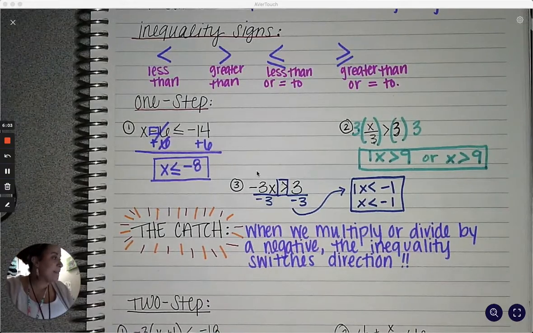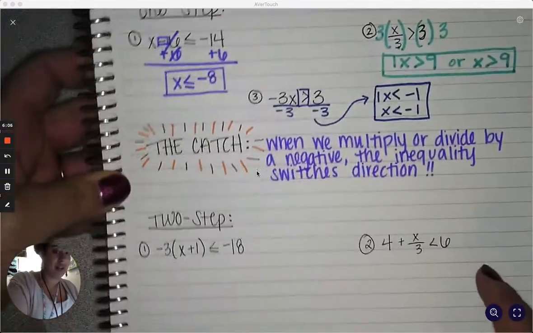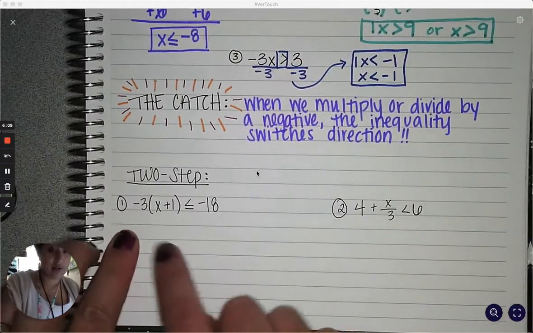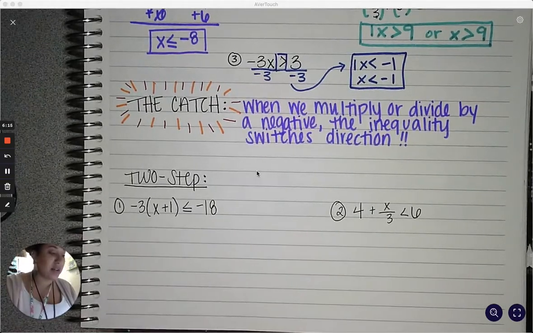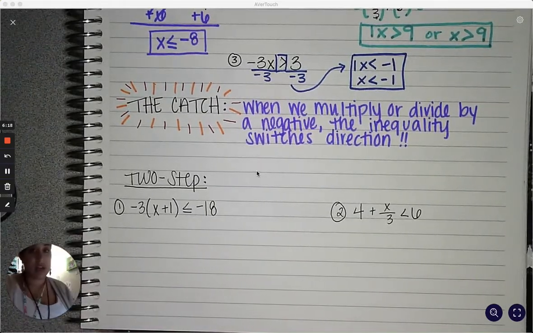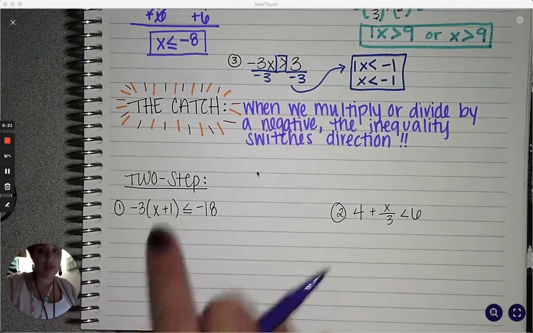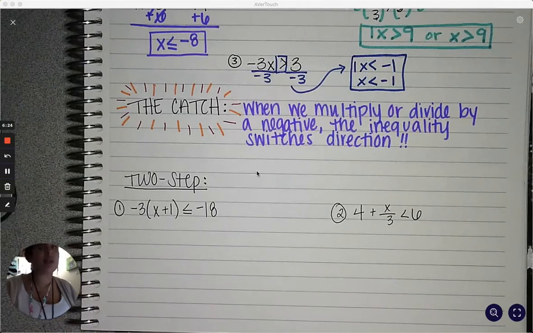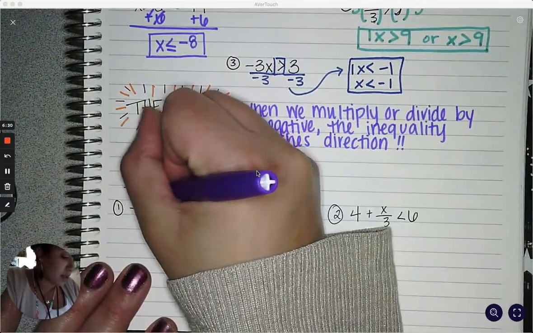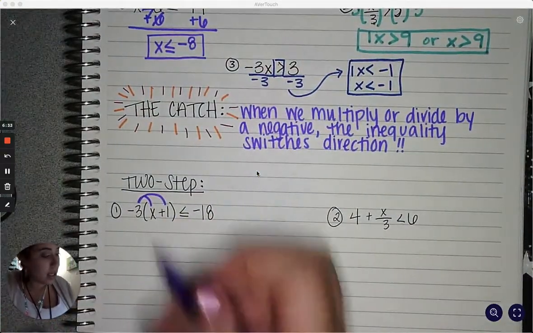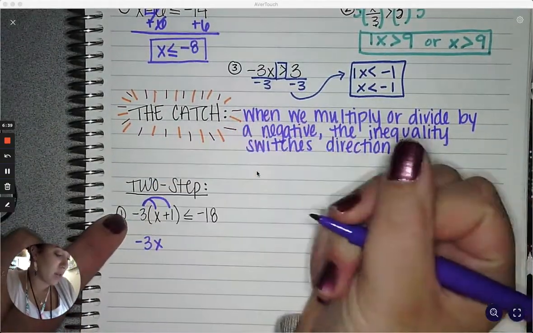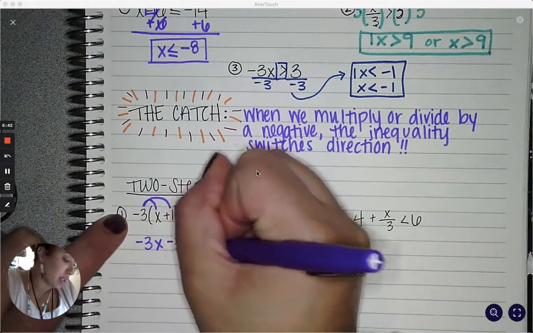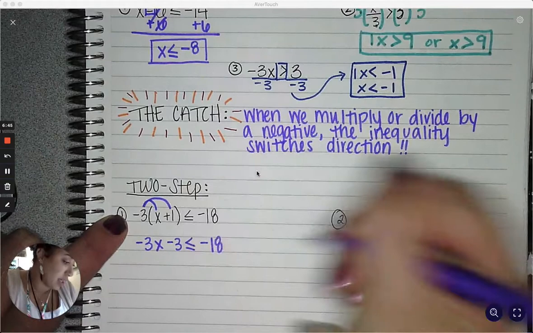Okay, so let's go ahead and look at some two steps. And now some of these are going to have some negatives, so hopefully we'll figure these ones out. The first thing that I notice about this is the inequality symbol, and I know that freaks out some people, but I see this distributing. Just a reminder, distributing means that we multiply. So everything inside these parentheses is going to be multiplied by a negative 3. So negative 3 times x is negative 3x. Negative 3 times positive 1 is negative 3, less than or equal to negative 18.